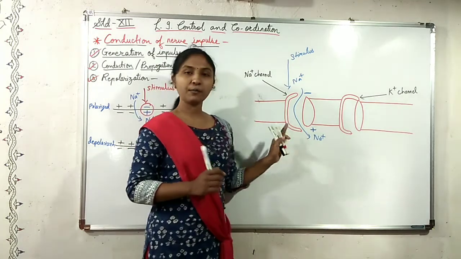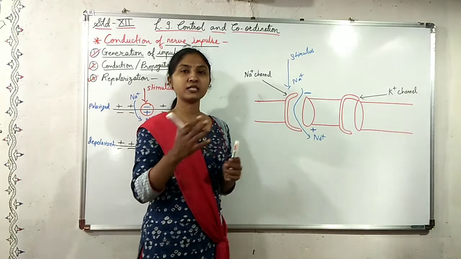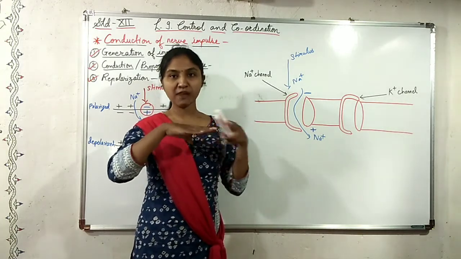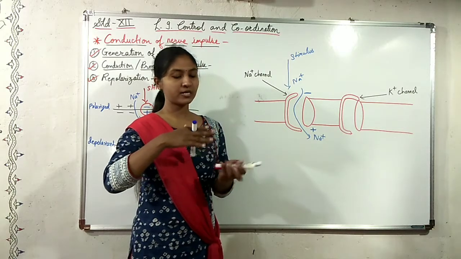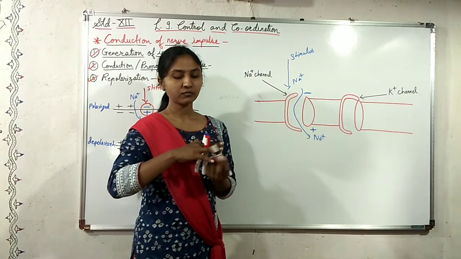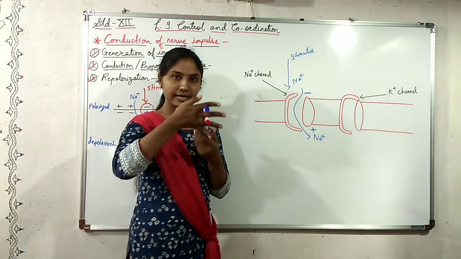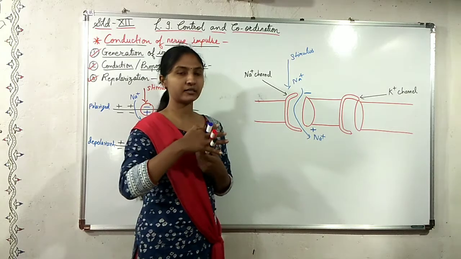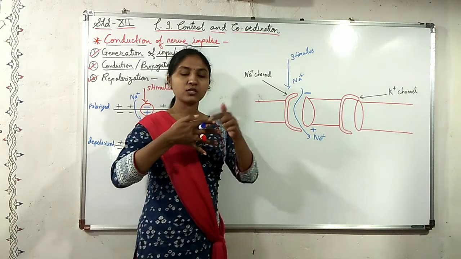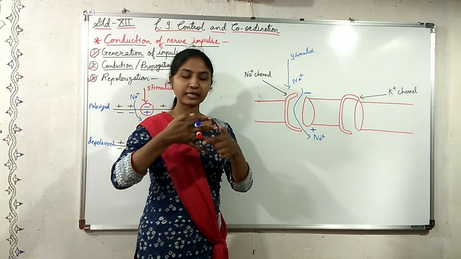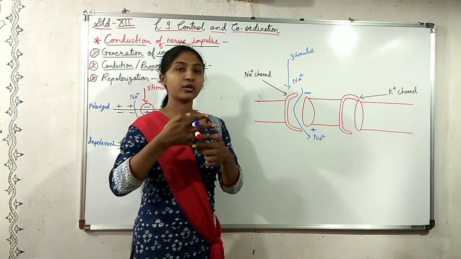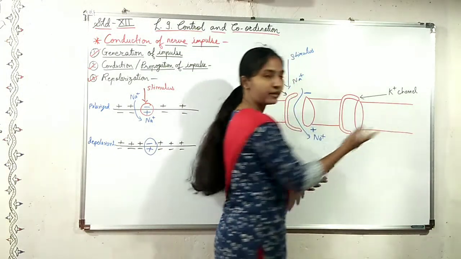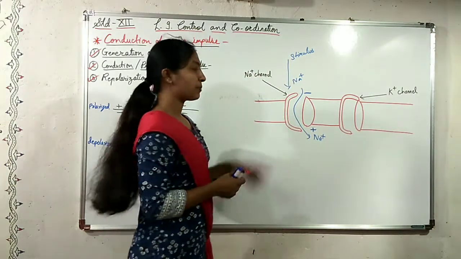Now what happens? The channel gates are present on the membrane. Suppose this is the membrane. It is a flat membrane and the channel gates are present in this way. When we are seeing it on a flat surface, we will only see one channel at a time. So this is the sodium channel gate, this is the potassium channel gate, this is the sodium potassium pump. In this way it looks like this. There are sodium and potassium pumps which are present on the membrane.